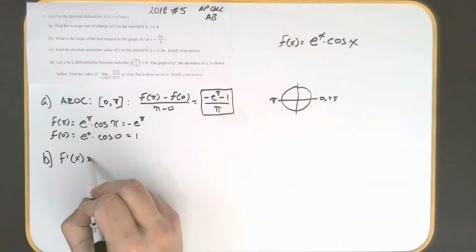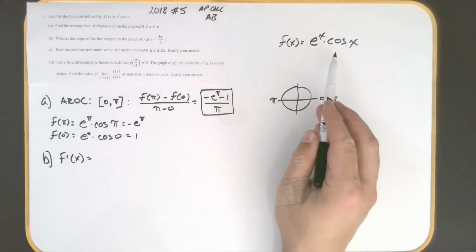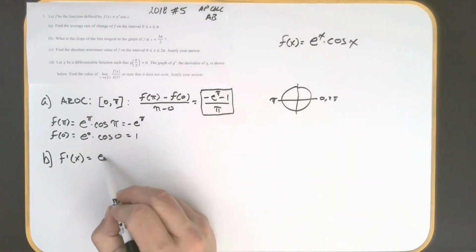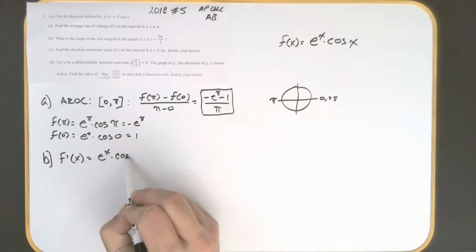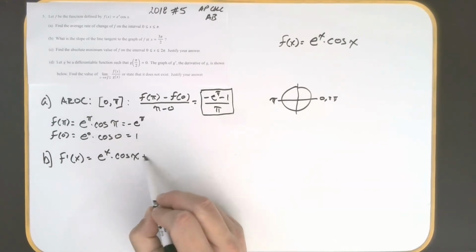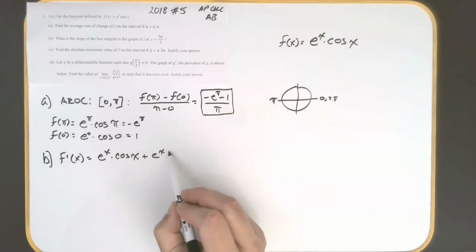So we need to find f prime. And so we have a little product rule we've got to do. So the derivative of the first is e to the x times the second plus the first times the derivative of the second.